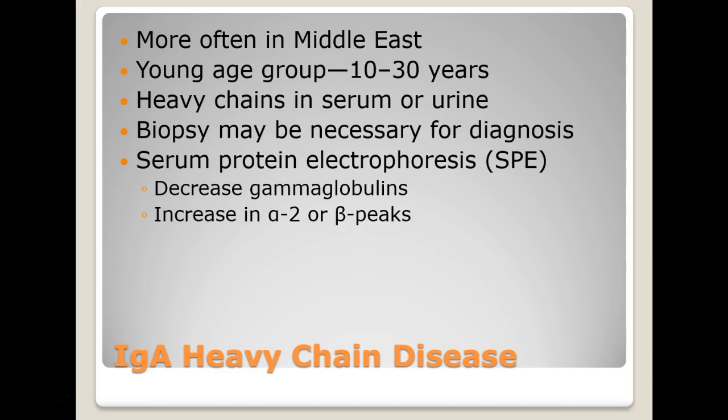Next one's IgA heavy chain disease. This one's more often found in the Middle East. We find it in the patient at very young stages. And we have heavy chains in the serum or urine, sometimes when you do a biopsy. But on the serum protein electrophoresis, we'll see decreased gamma globulins and increased alpha-2 and beta peaks.